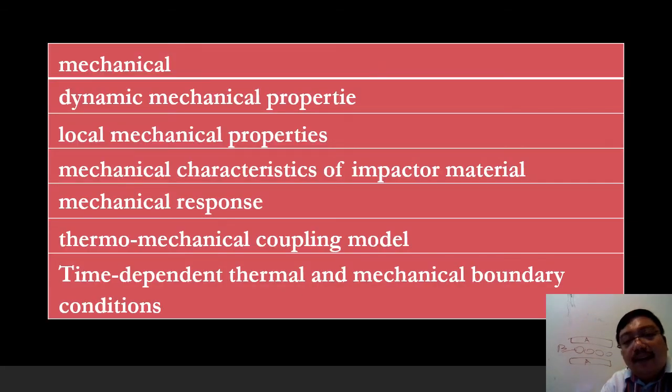Okay, and then this is the mechanical responsibility, local mechanical critical characteristic, thermo-mechanical coupling, time dependent. Thermo-mechanical, of course, because if you are doing research using explosion, there is heat involved, and then this is thermo-mechanical. What will happen when the heat is involved? Thermo. Okay.